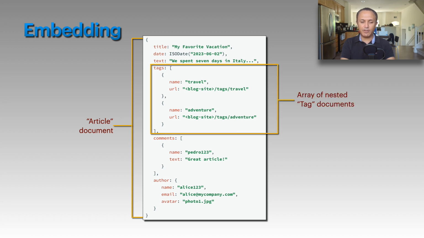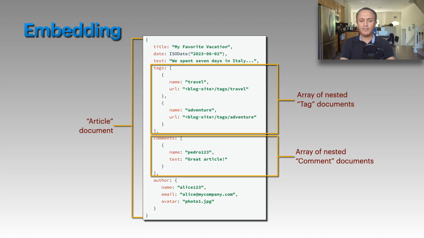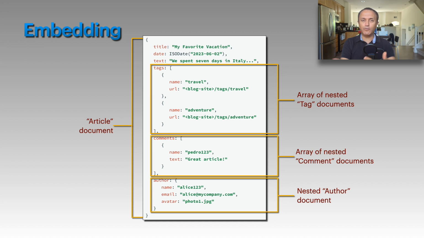So you have, for example, here, this is a nested array for the tags. So you have an array, and inside that you have some nested documents, each one representing one of the tags on this article. Same thing for the comments. You have a nested array of comments. Each comment is a document. You have the name of the user who posted the comment, as well as the comment text itself. And then you also have a nested document for the author of that article. All this information is embedded inside the article document directly.